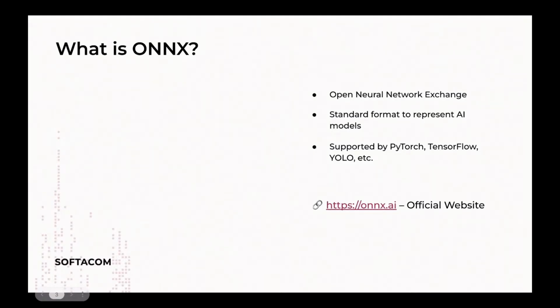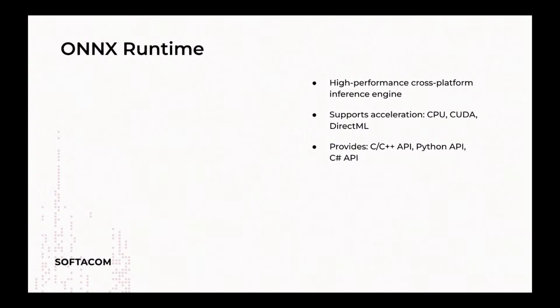ONNX is a file format for machine learning models. It allows models trained in one framework, like PyTorch, to be used in other environments. It's like a common language for AI models. An ONNX runtime is an engine for running machine learning models efficiently. It supports many types of models and works on different platforms. We use it because it runs models quickly. It works with models created in different frameworks, like PyTorch or TensorFlow. It's actively supported and used in production by many companies.